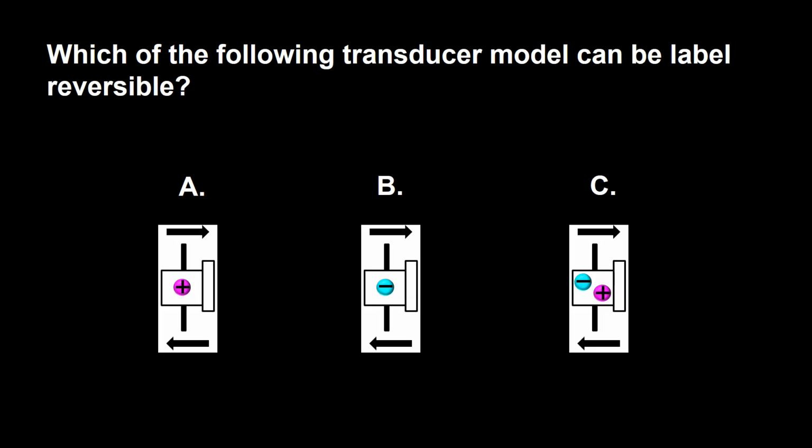Next question. Which of the following transducer models can be labeled reversible? A. Just with positive charges. B. Just with negative charges. C. With negative and positive charges. I hope you find the answer to this question obvious.